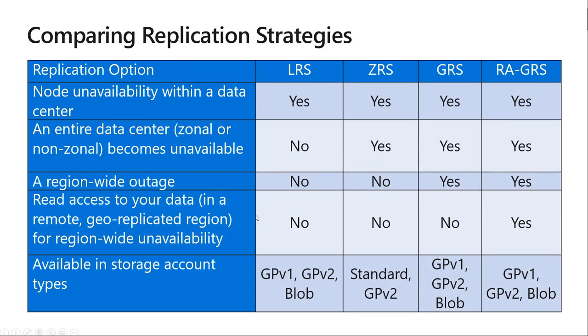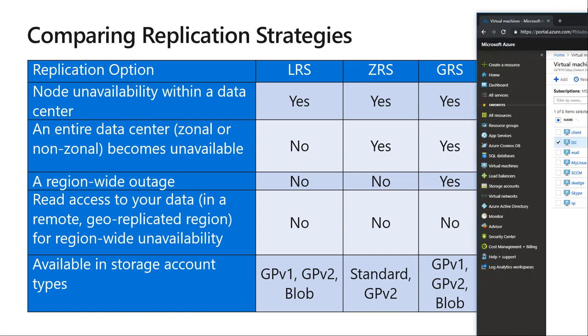Now let's compare the replication strategies. I have 4 here. The local one is for node unavailability within a data center. If an entire data center becomes unavailable, only ZRS, GRS and RA-GRS can protect your data. For region-wide outages, only the geo-redundant options can provide availability. And for read access, only the last one. The availability in the storage account types is listed here. I won't go over this, but here you know that read access geo-redundancy is the best choice. That's how Microsoft is selling it.